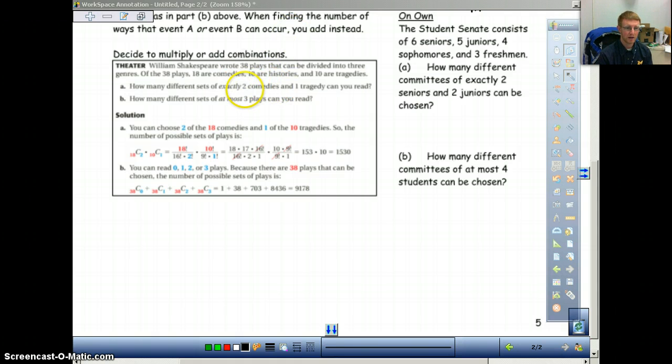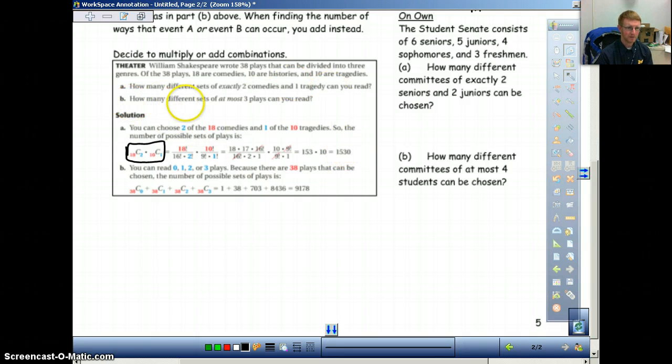So we're just going to deal with the comedies and the tragedy. We have 18 comedies, so we write that as 18 choose 2 because we want 2 of them. And because it's an and, we will multiply by the tragedy. We have 10 tragedies to choose from, and we're only going to choose 1 of them. So that's how we set this one up, and we actually get an answer of 1530.